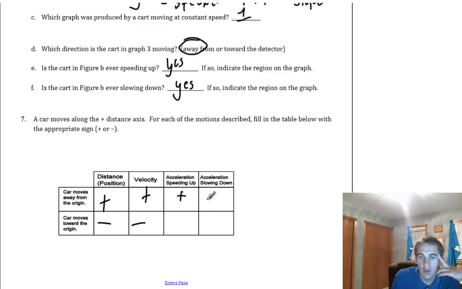If it's moving away, slowing down, that's negative. If it's towards the origin, speeding up, that's negative. And if it's slowing down, that's positive.